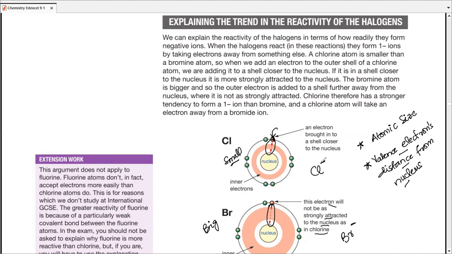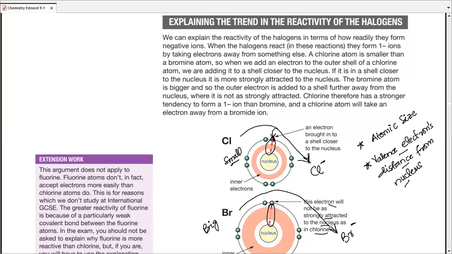So the attraction becomes more if the electron and the nucleus are closer to one another. The attraction becomes less if the electron and the nucleus are farther from one another. The stronger the attraction, the easier the gain of an electron and the conversion of a halogen into a halide ion. The farther the electron, the more difficult the conversion of the halogen into the halide ion. And this actually explains the difference between reactivity.